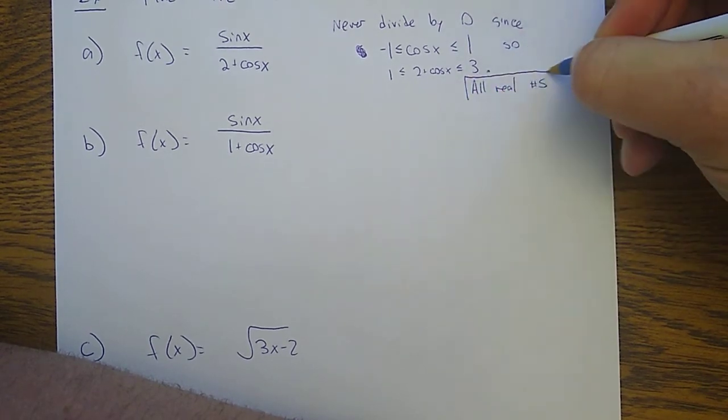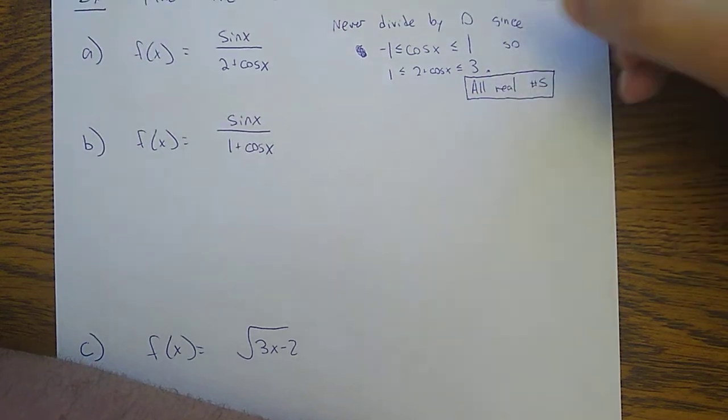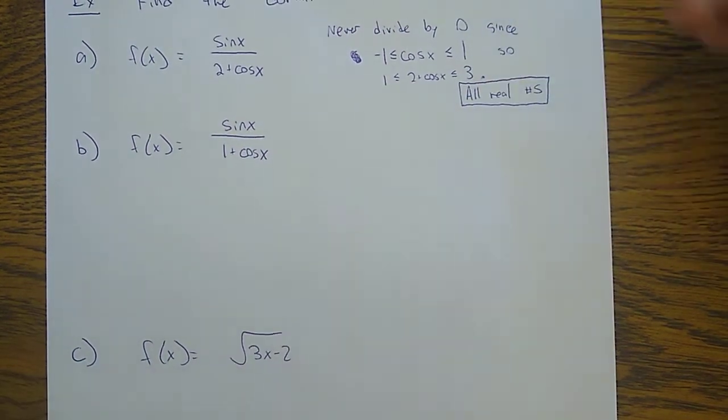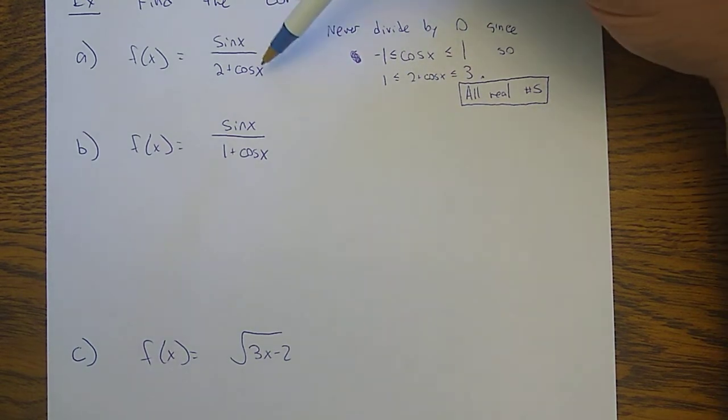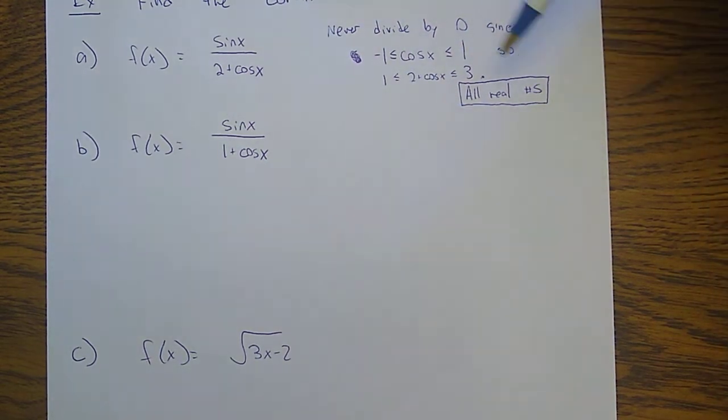So for my answer for this one, I'm just going to say the domain is all real numbers. I can plug in any value of x that I want. I was a little bit worried that I would ever be dividing by 0, but then I convinced myself that that doesn't happen. So all real numbers are fine.